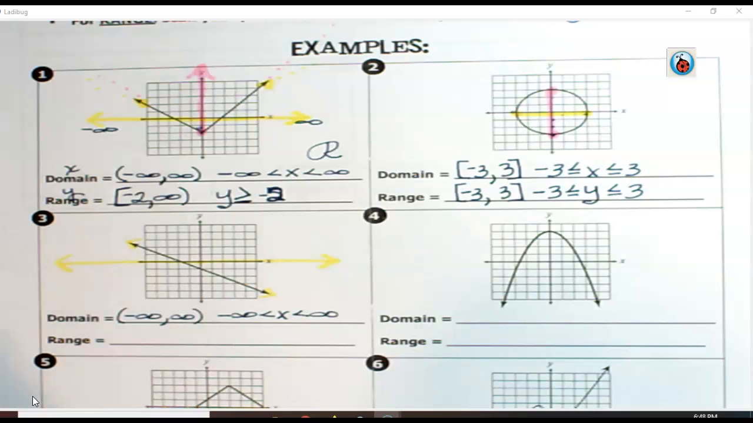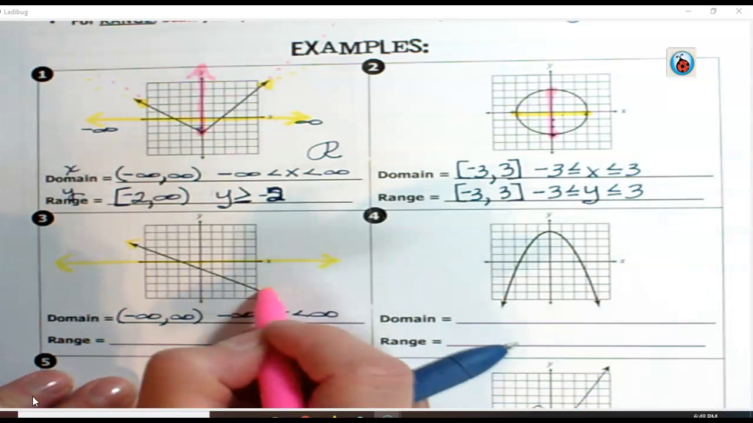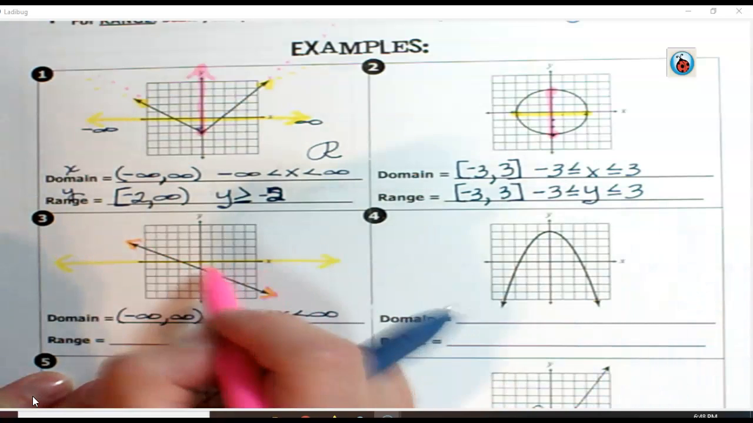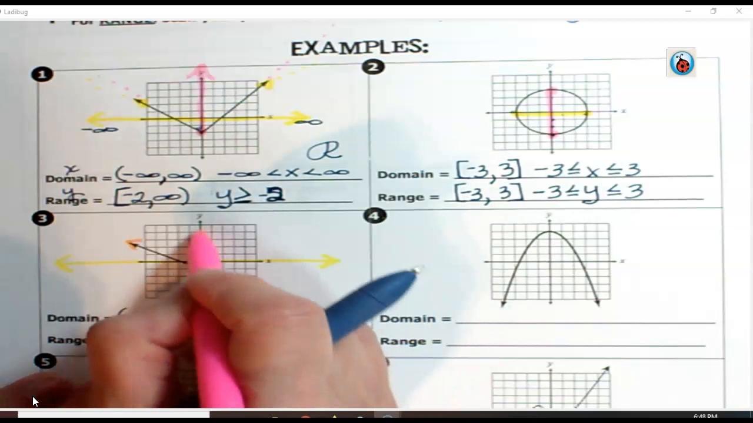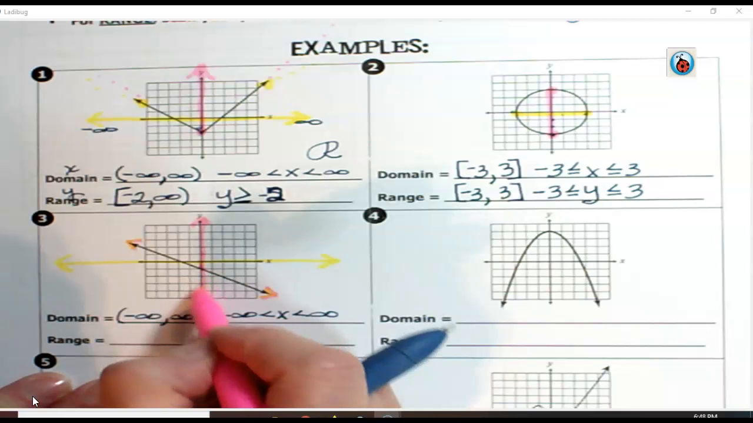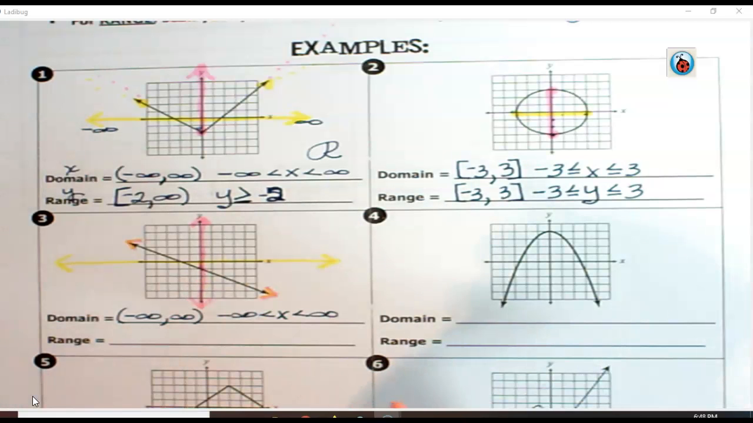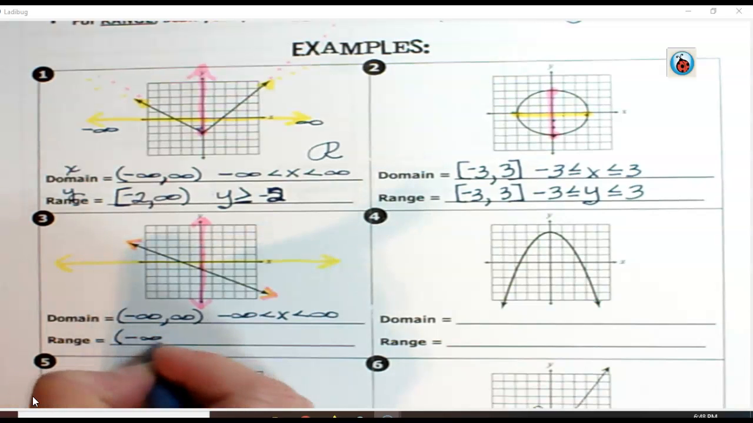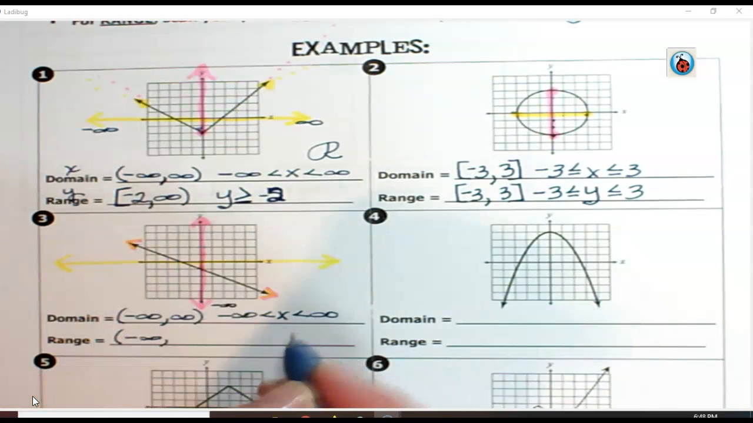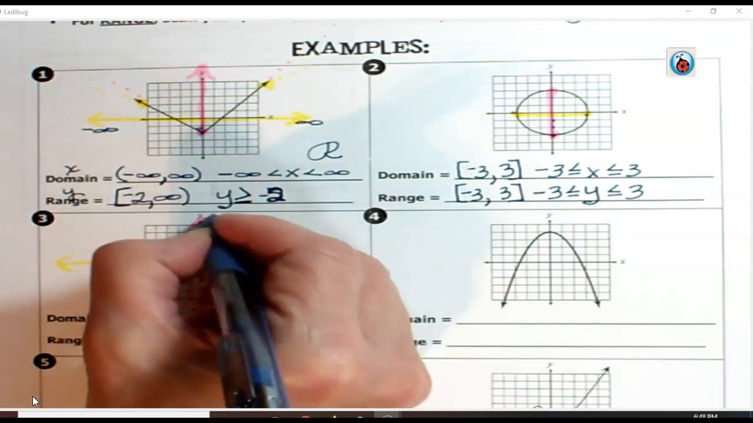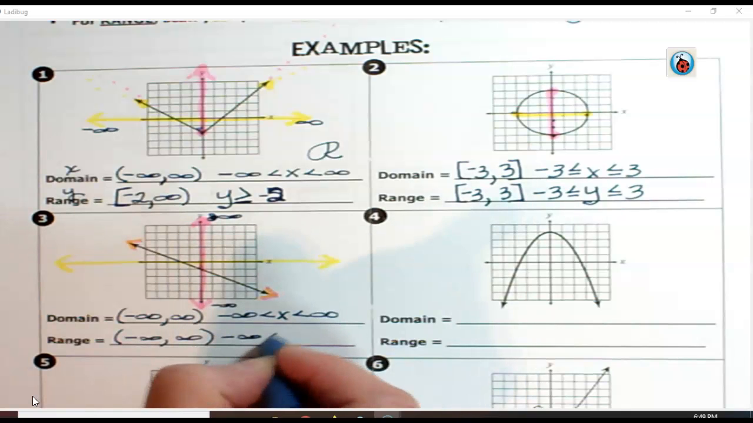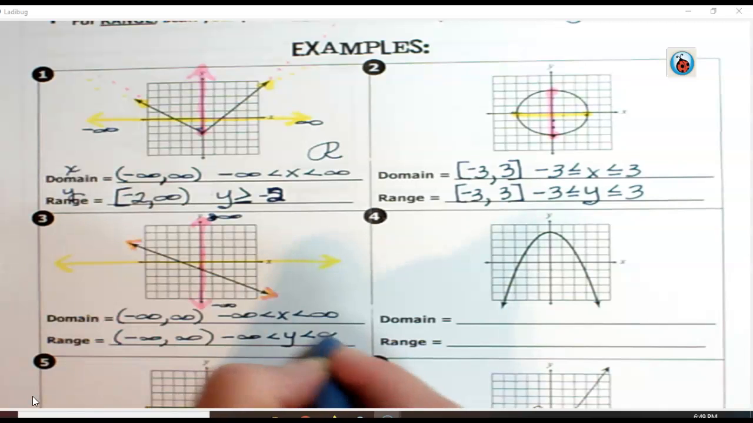Okay, now let's look at our range. All right, remember we're working with a figure that has arrows on both ends. So that means that all of my y's going up and all of my y's going down. Every single one has an x value that matches it. So here again, we're going to have negative infinity, because down here this is negative infinity, and positive infinity. So this is negative infinity less than y less than infinity.